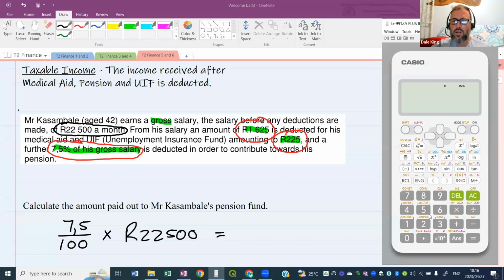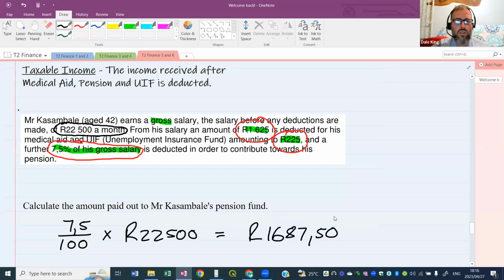Let's have a look on the calculator. Some people actually say 7.5%. I can't even find the percent button on my calculator because I don't use it that much. There it is. So some people actually use that percent sign. I try and stay away from it as much as possible, and I'll tell you why later on this year. I like to write a percentage as a fraction. We need 7.5% of 22,500. That's 1,687.50. So now we have the pension value.